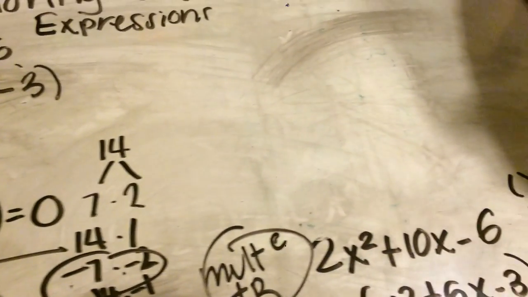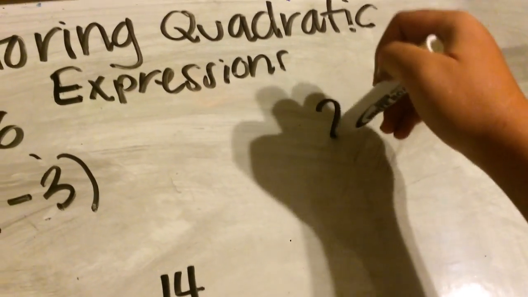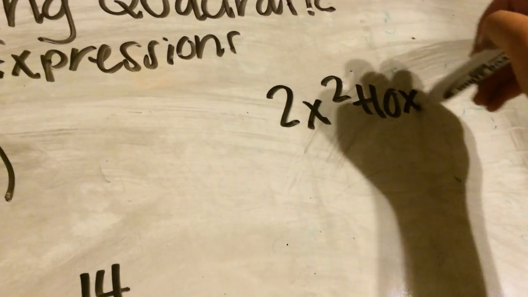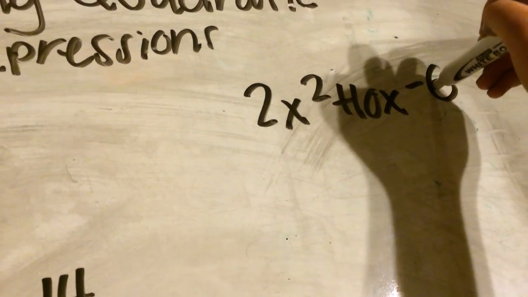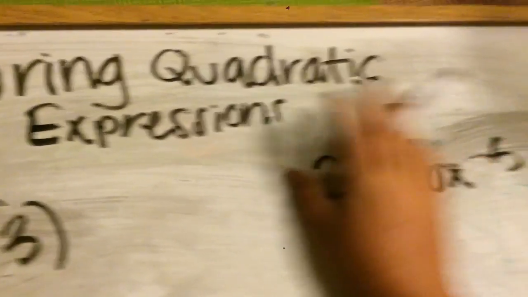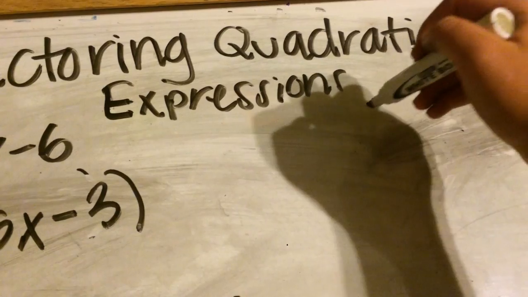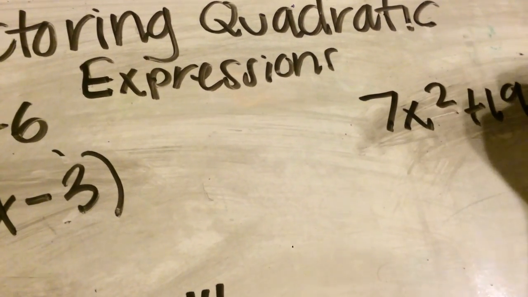Now let's do a problem where our value of a is greater than 1. So let's do 2x squared plus 10x minus 6. Oh, I'm sorry, that's the same equation as before. This is the wrong one. We're going to do 7x squared plus 19x minus 6.